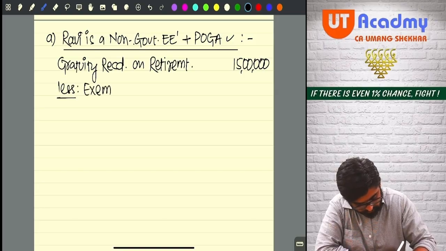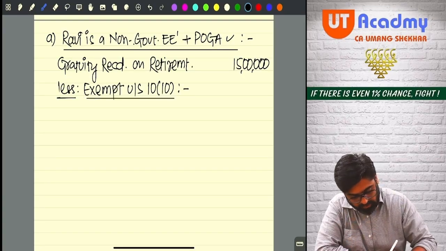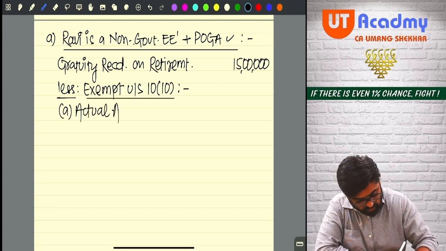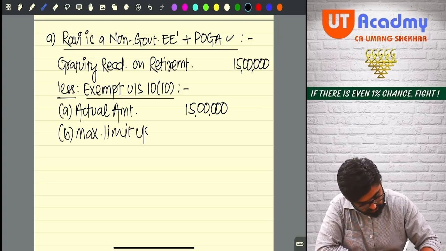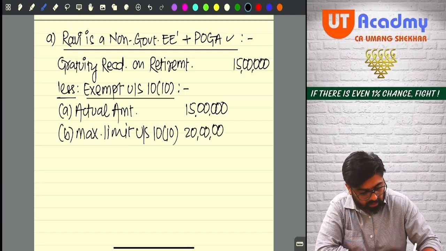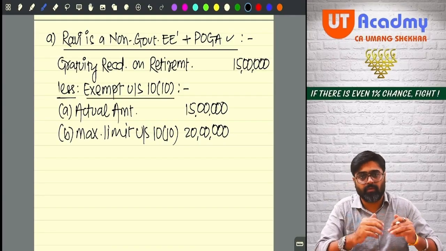Less exempt. Under which section the exemption is given? 10(10). Remember this section, okay? How much is the exemption? A, actual amount, which is 15 lakhs. B, maximum limit under section 10(10). The entire 20 lakh limit is available to him, yes or no? He has not taken exemption earlier. So this 20 lakh he is claiming for the first time.